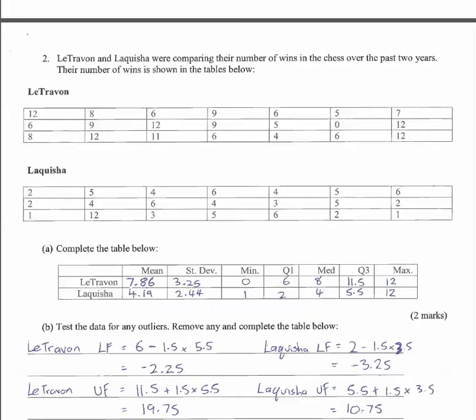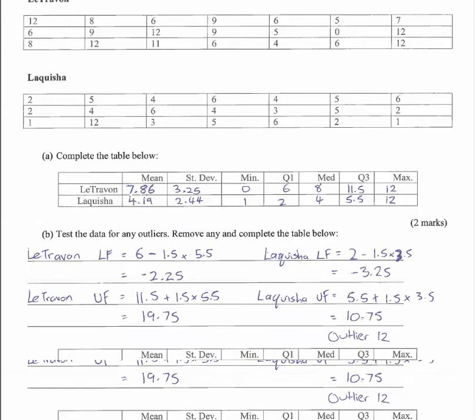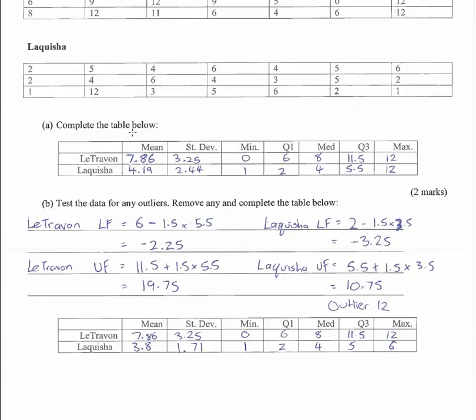So we've got the next one now, which looks at chess wins over the past 2 years, so player 1 and player 2. This is the number of wins they've had, and basically they just want you to fill out a table here, so you just sub the numbers into the calculator and you should come out with a mean, a standard deviation, minimum, quarter 1, median, quarter 3, and maximum. So once you fill that table in, then what you want to do is have a look at the outliers.